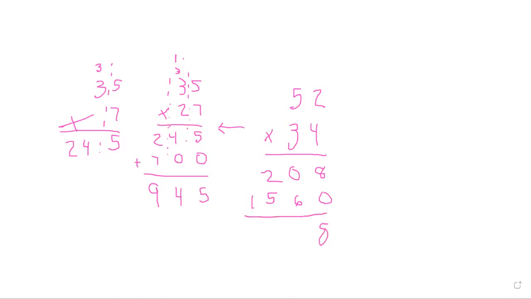8 plus 0 is 8. 0 plus 6 is 6. 2 plus 5 is 7. 1 plus 0 is 1. My answer is 1,768. And because I was just going 4 times 2, 4 times 5, 3 times 2, and 3 times 5, it was much more manageable than looking at it as 52 times 34.